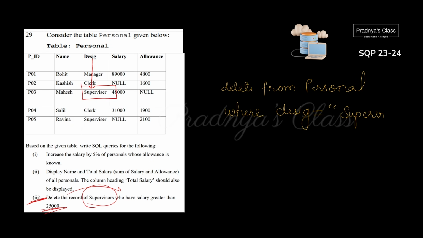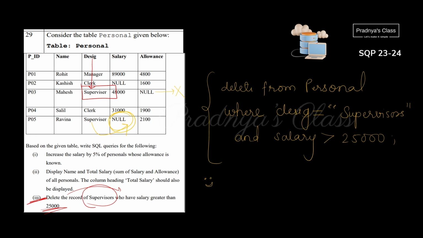Supervisor. There is one more condition that we can mention with AND operator. And salary should be greater than 25,000. So the query will look like this. If we run this query, one record will get deleted because this supervisor is not satisfying the criteria of the salary. It is null. Hope you understood this explanation.